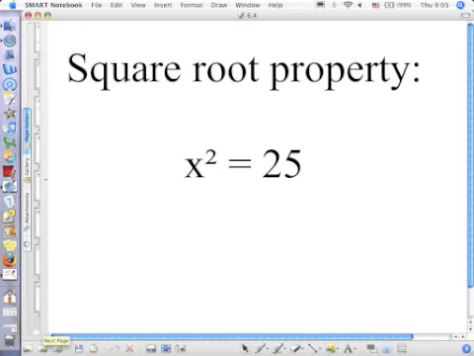The first thing is this. When we are completing the square, we are going off of the square root property. Now, we've already worked problems like this where there was only an x squared term. Let's just refresh our memory. What do we do if you've got x squared equals something? You take the square root of both sides of the equation.